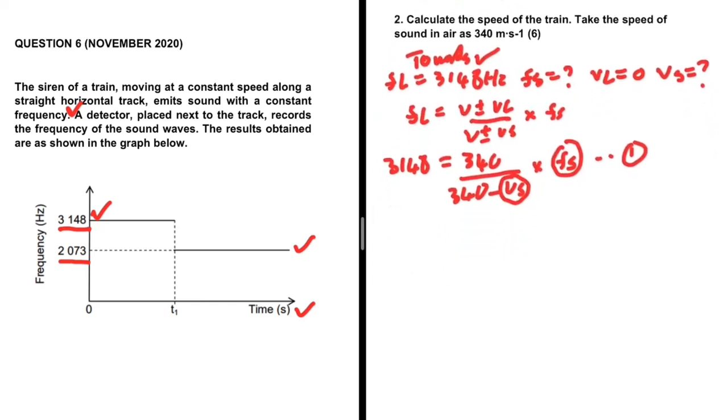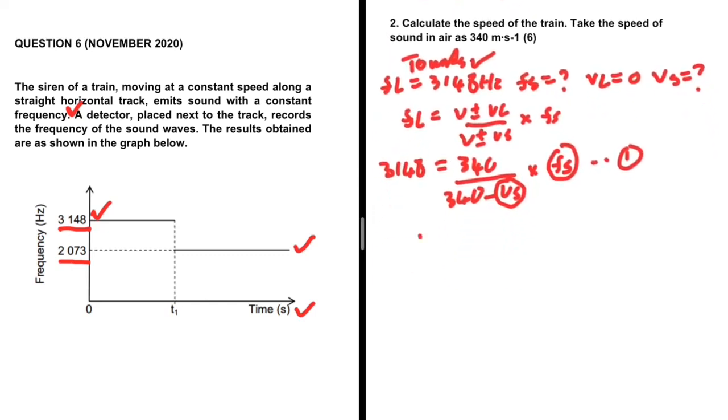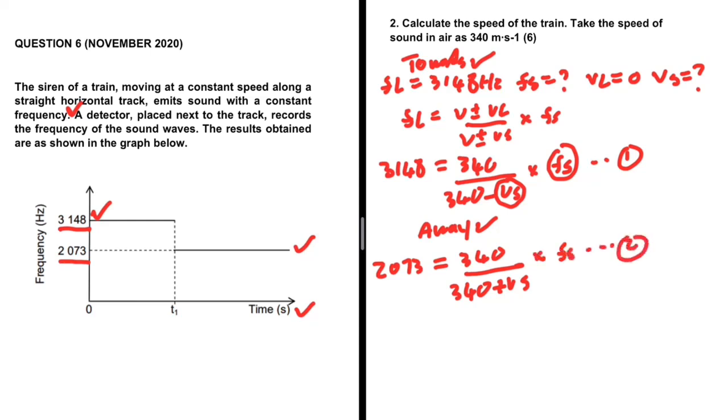And now let's take a look at the case where it is moving away. When it is moving away, the frequency observed is 2073. And then speed of sound in air, 340. And then on the denominator, we're going to have 340 plus VS. It's plus because now it is moving away. And then again, we don't know what FS is. And then this is our equation 2. So we can use these two equations to find VS, the speed of the train.